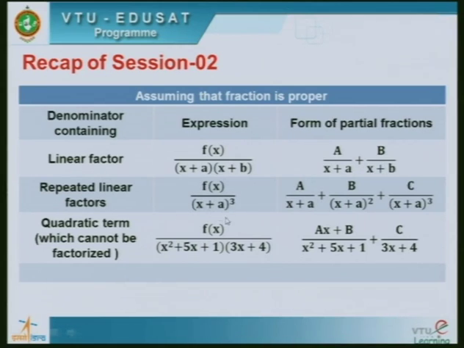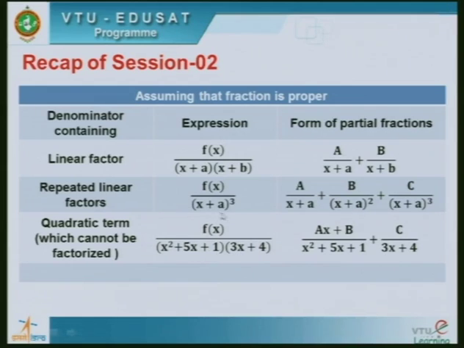So, x plus a is repeated 3 times, raised to 3. In that case, we use the partial fraction of the form A divided by x plus a, B divided by x plus a whole square, plus C divided by x plus a whole cube. In this way, we had written the partial fractions.